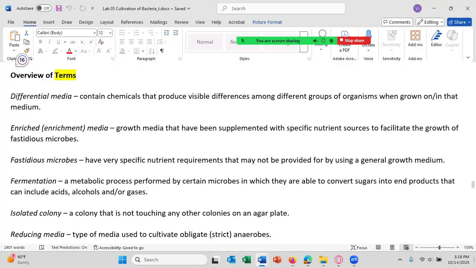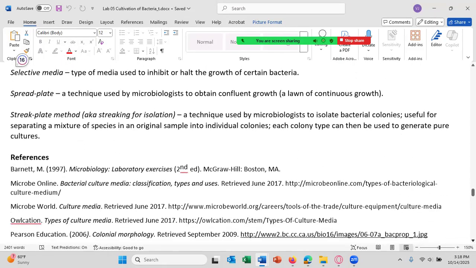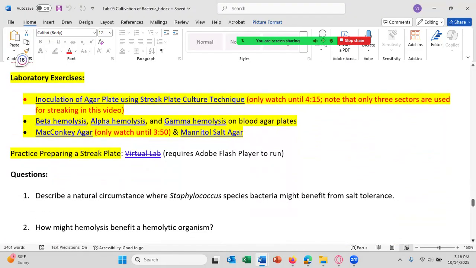All right, here are some terms for this lab. You should know the terms. You can skip the references. In this lab, everything we do will be done online, but you are required to understand this lab and the videos that we give you for performing it. We have a video here on inoculation of an agar plate to obtain isolated colonies, called the streak plate culture technique. On this video, you only need to watch it until 4 minutes and 15 seconds. Beyond that, you don't need to watch it. Note that this person who streaked out the plate only streaked out 3 sectors. They did not streak out 4 sectors or 4 quadrants, and either way is fine.